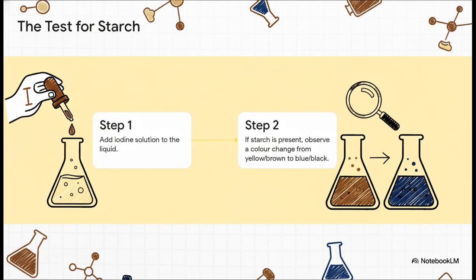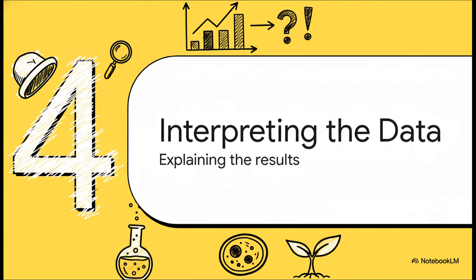And for the starch test, it's a bit easier, just a 2-mark process. According to the mark scheme, you get 1 mark for saying you add iodine solution. And you get the 2nd mark for describing that classic color change from its normal yellowy brown to a deep blue-black if starch is there. All right, so we've got the theory down, we know the method, now comes the fun part. We get to play scientist and figure out what this data is actually telling us. This is all about explaining the why behind the results.